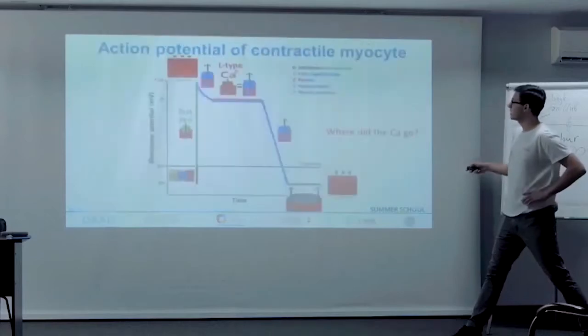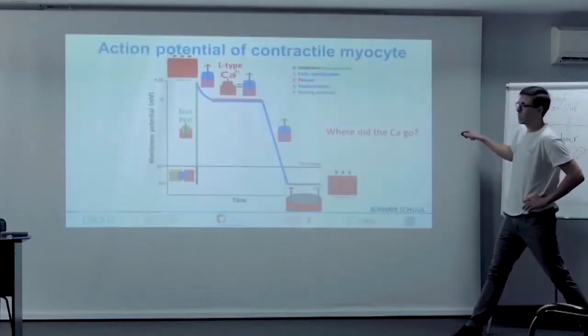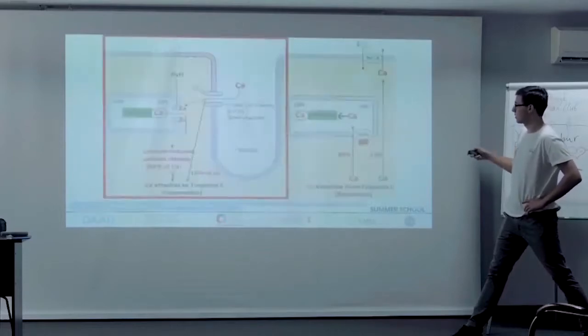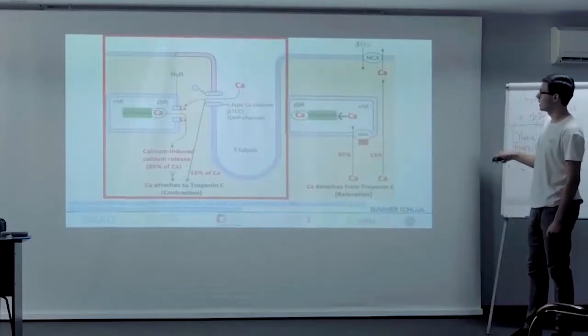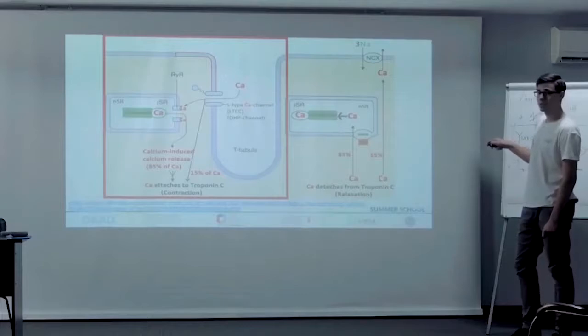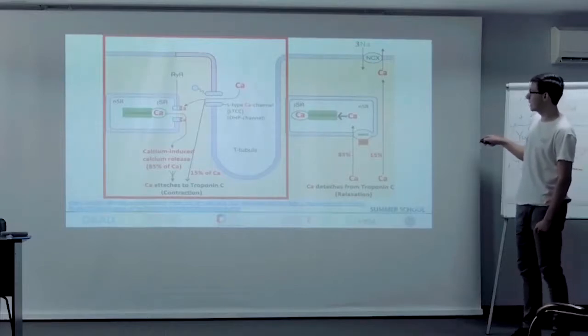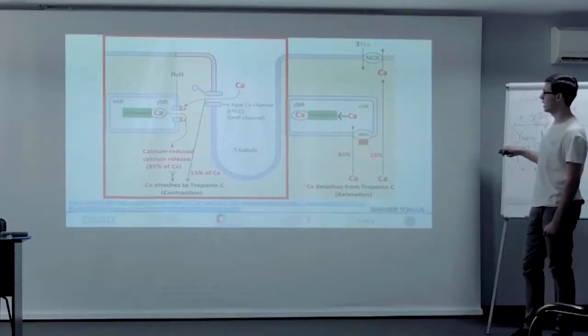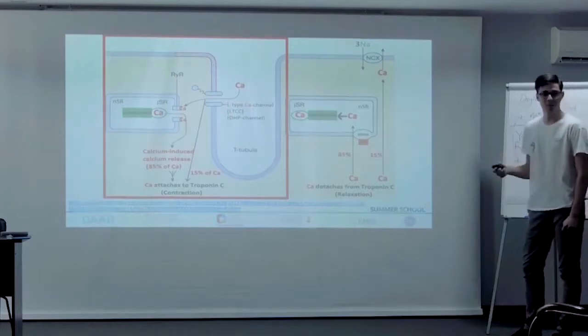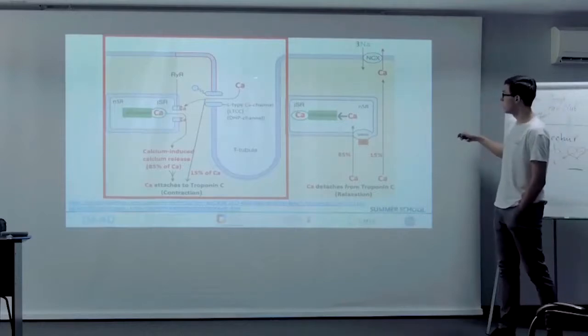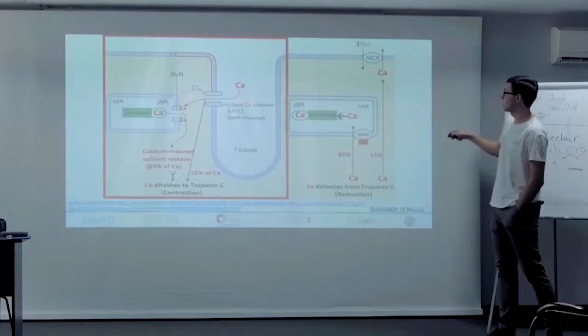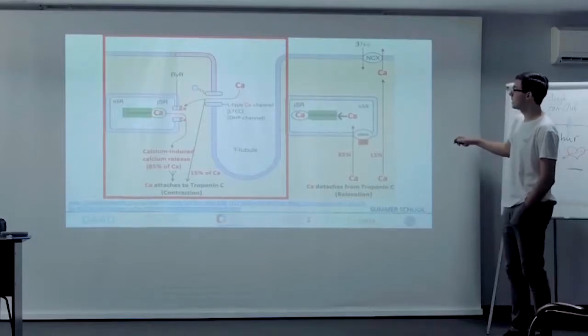Calcium, as I said before, we have this action potential, yes? We have these L-type calcium channels, yes? During the action potential of contractile myocyte, a lot of L-type calcium channels are inside of the T-tubule. So this calcium comes through these L-type calcium channels. They're also called LTCC, or DHP channel. DHP is the dihydropyridine channel.